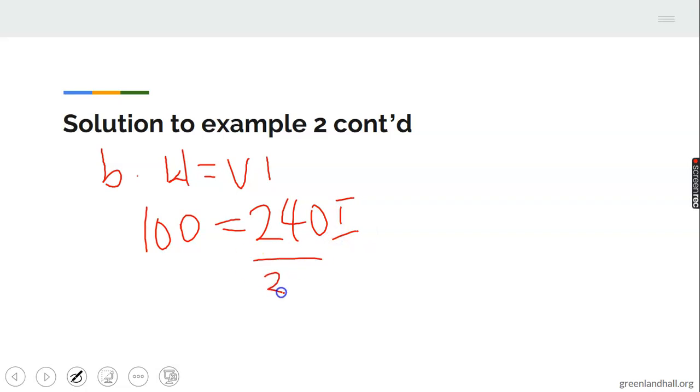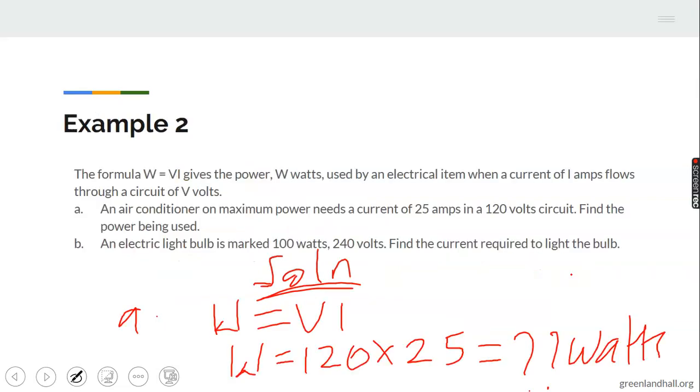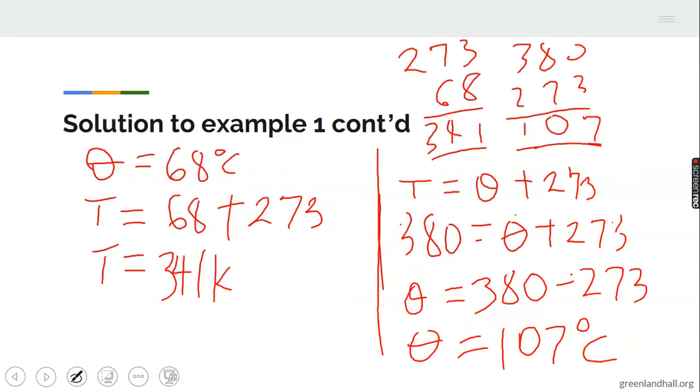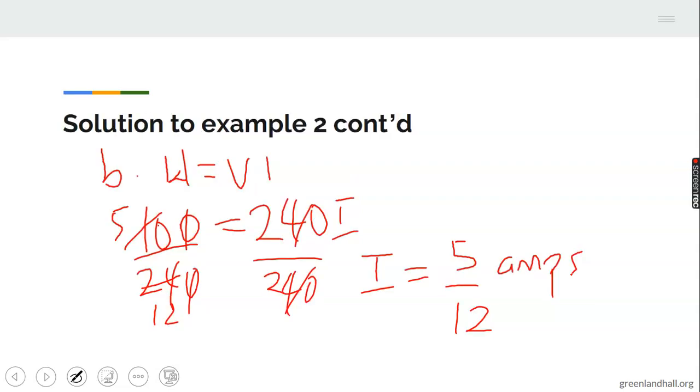So just divide both sides by 240. That will be I equals, this will cancel this. That will be 2 here, 5, 2 here, 12. That is 5 over 12. Don't forget to put the unit, amps. Okay. It's clear, right? Another question.